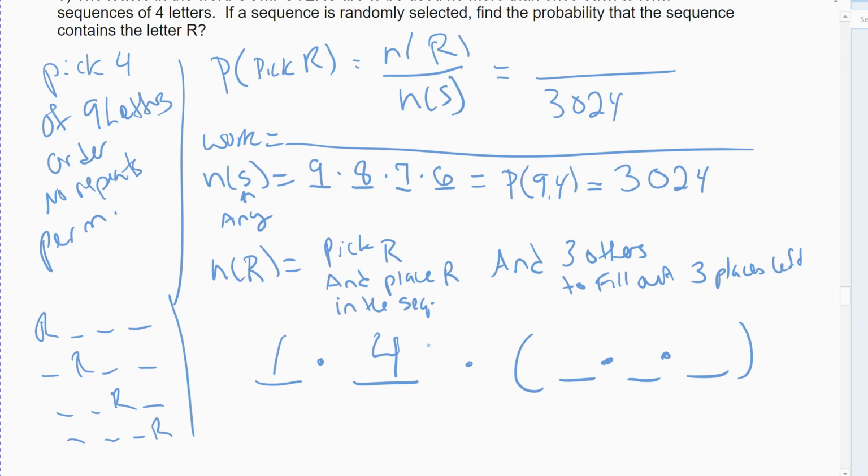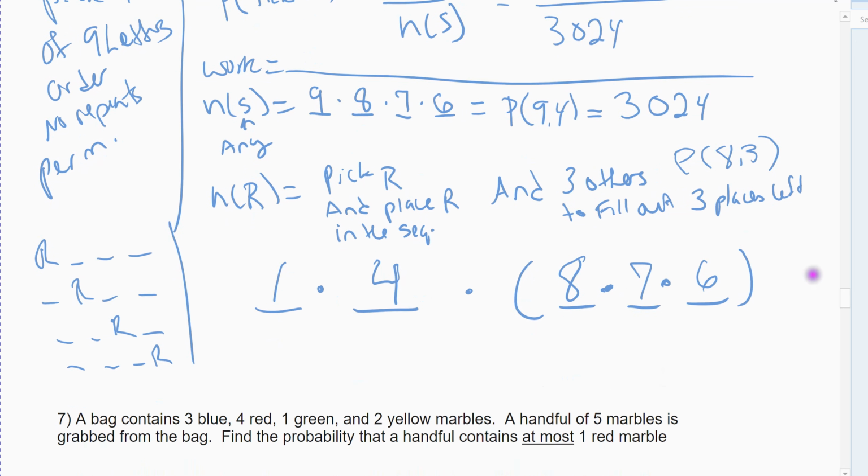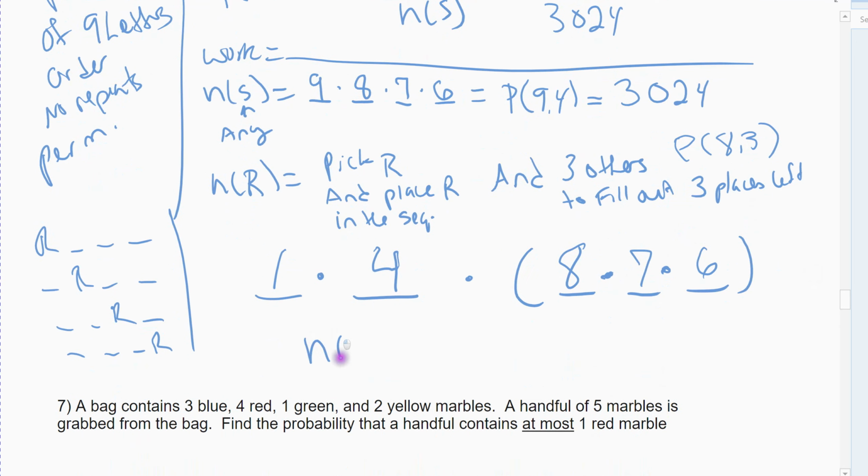Then once I've picked R and figured out what place he is in my sequence, I have to finish the sequence with other letters. They can be any other letters than R, so there are 8 other letters. In the first pick, there's 8. The second pick, 7, and then 6. You could use permutation 8, choose 3 as well. Again, it's up to you if you want to use the permutation or the multiplication. I prefer the multiplication method, but that's just my personal preference.